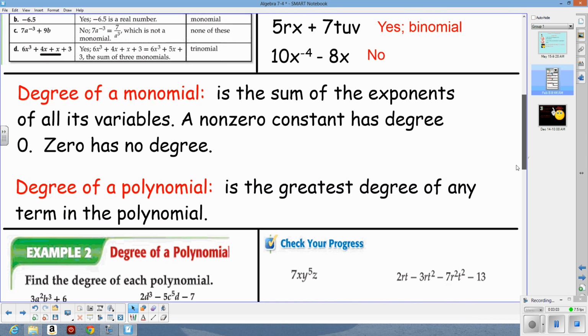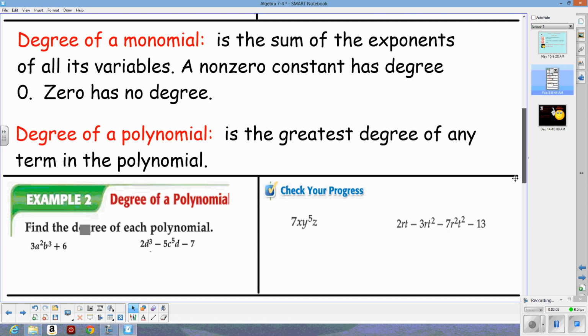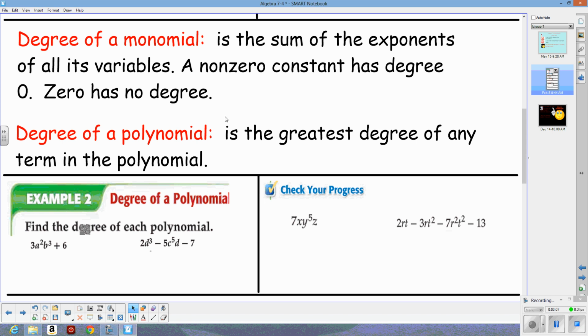The next thing you're going to do is determine the degree of a monomial. The degree of a monomial is the sum of the exponents of all of its variables. A non-zero constant has degree 0, and 0 has no degree. So that's how you figure out the degree of a monomial.